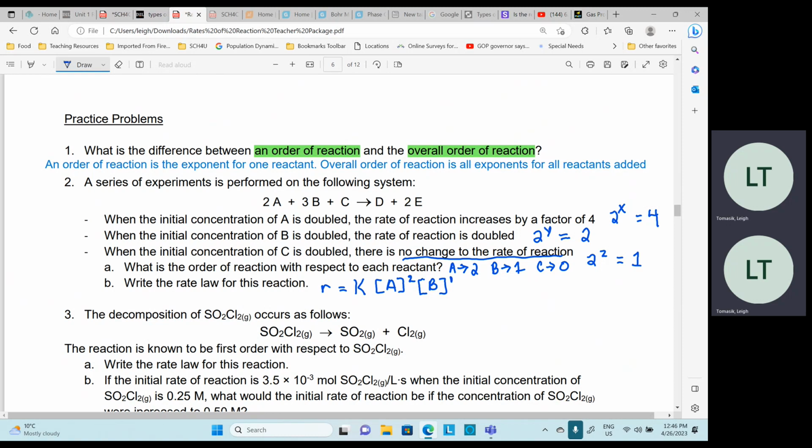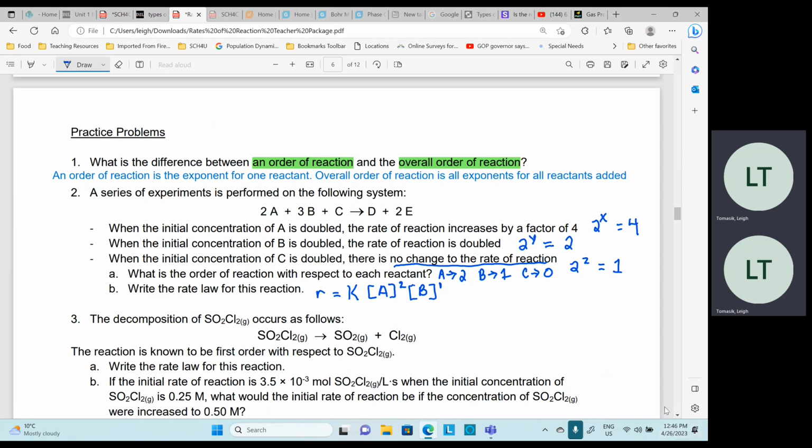In chemistry, we don't usually like writing the number 1, so a lot of times you won't even see the exponent on B, okay? And a lot of times you won't see C even at all, because again, it has no effect on the rate of reaction, so it doesn't need to be involved in our rate law.